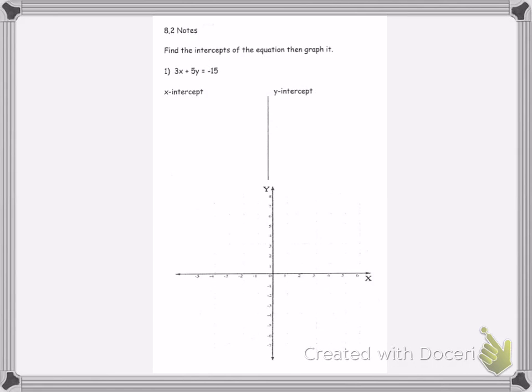We have the linear equation 3x plus 5y equals negative 15, and I have a workspace that's divided in two. I want to find the x-intercept and the y-intercept, and there's a basic process for both. Basically, for the x-intercept, you're going to plug in y equals 0 and solve for x. So I take that equation and plug in 0 for y, so 3x plus 5 times 0 equals negative 15, and then I'm going to solve for x.